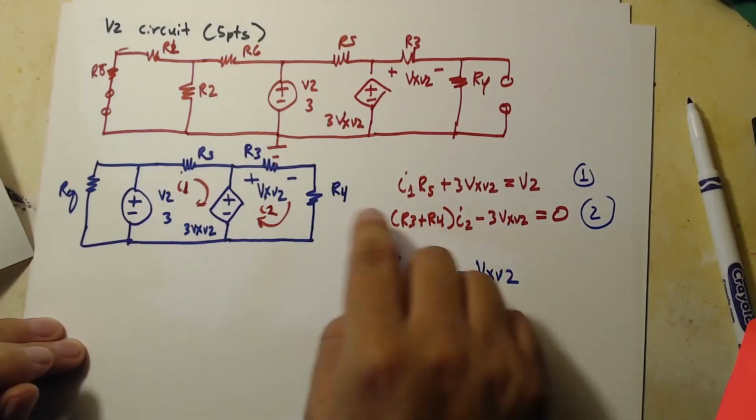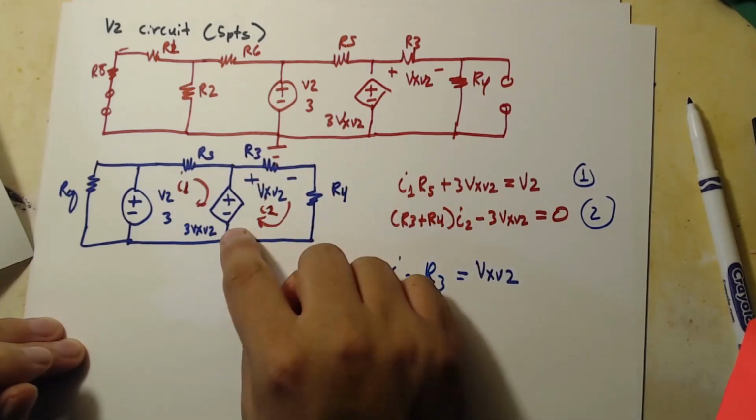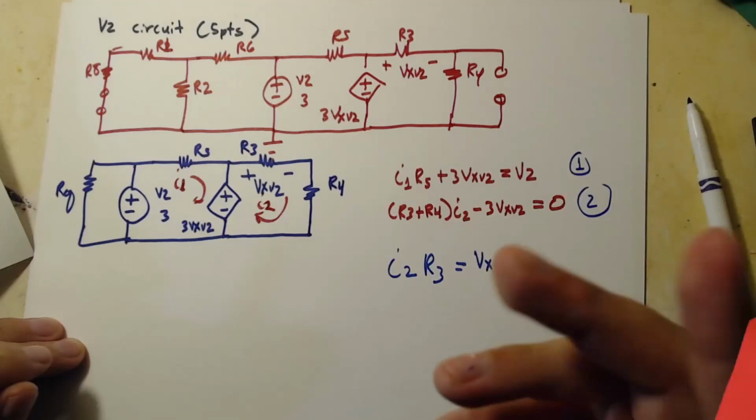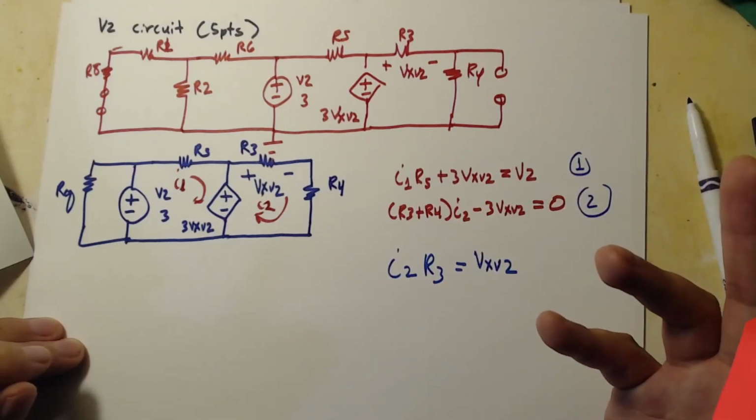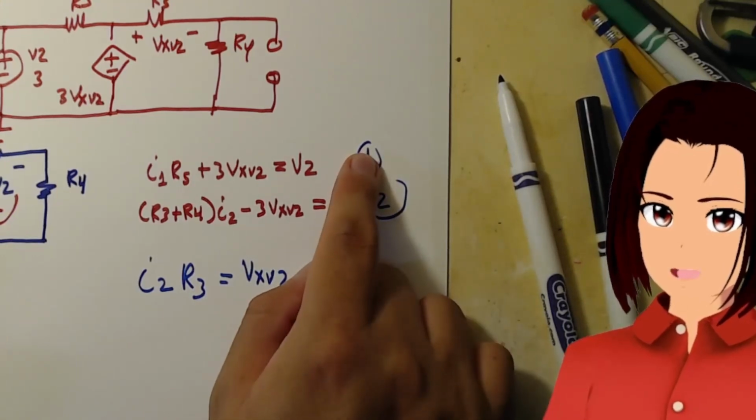Here, the same thing is happening. We've got the voltages adding, and they would equal 3 Vx V2. This is KVL as well, basically. Mesh analysis is KVL. So now we have our first equation and second equation.